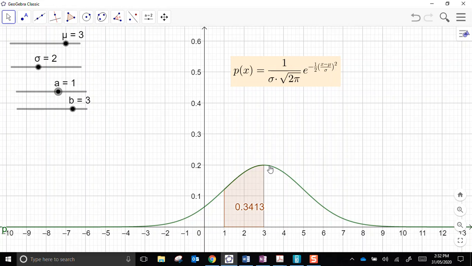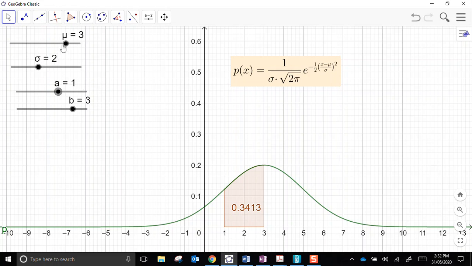So as we've seen before, if we go from the mean down by 1 standard deviation, we have about 34% of the area under the curve, or a probability of about 34% that the score would lie between 1 and 3, given this distribution. Now what about other distributions?